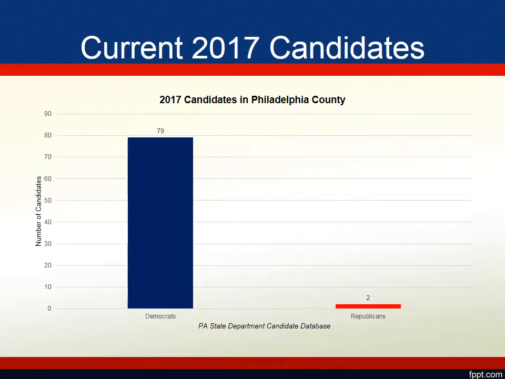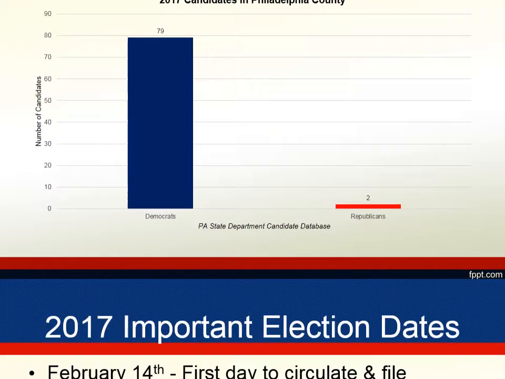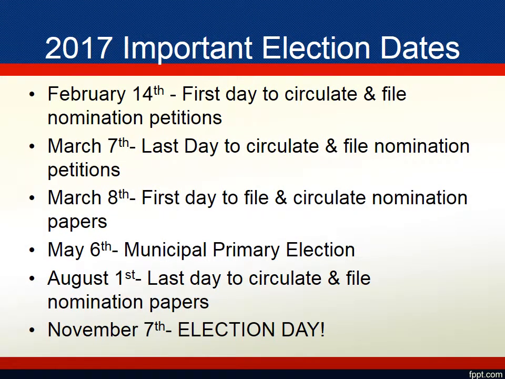You can check out your competition by referring to the Pennsylvania Department of State Database. In the candidate database, you can view various types of information about a candidate. For example, there are currently 79 Democratic and 2 Republican candidates in Philadelphia County. If you do not want to miss out on your opportunity to get your name on the ballot, be sure to pay attention to the deadlines for filing important forms and dates of the elections.